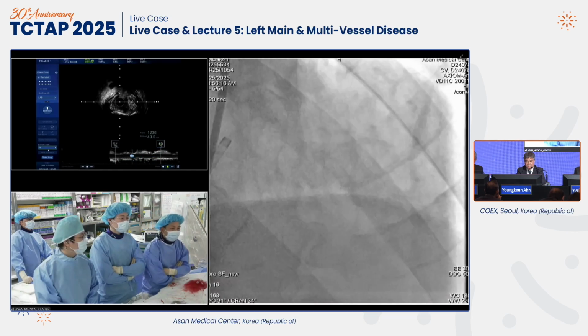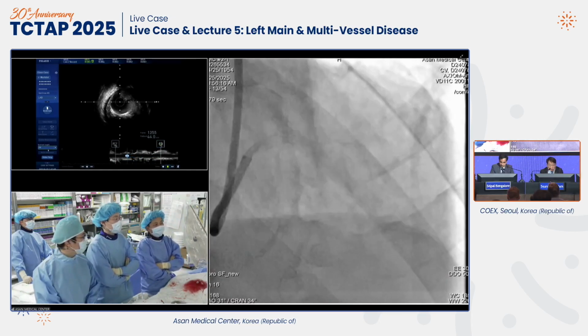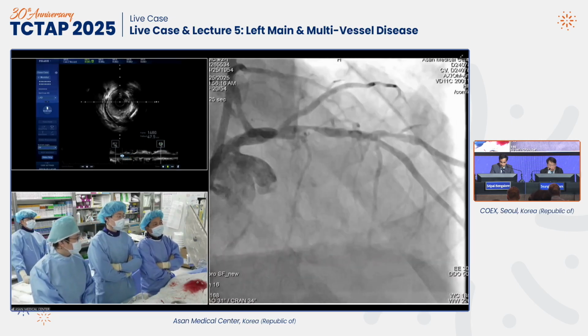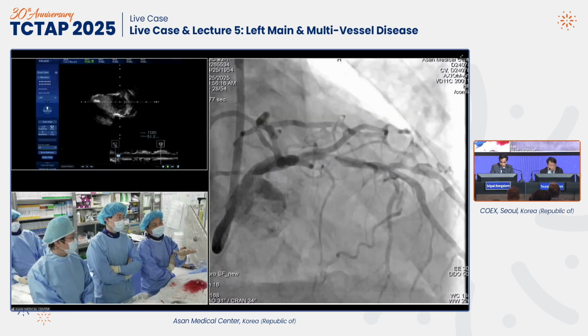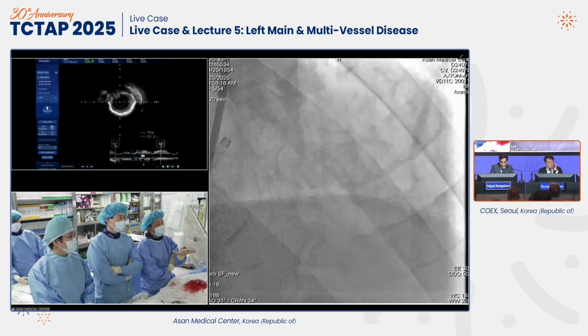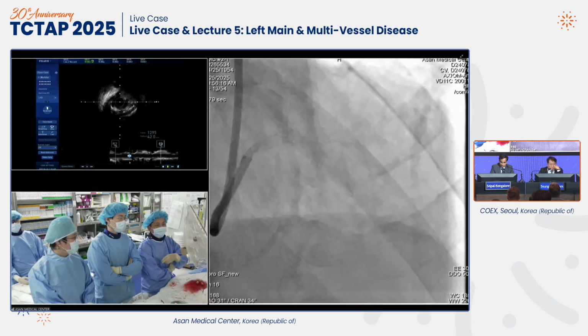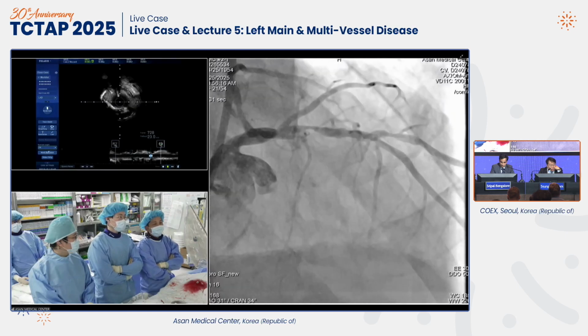Yes, it's a very great opinion. There are two problems: the LAD is long, diffuse, and calcified, and second, there are many branches there. When we measured the LAD lesion length, it was 38.5 from the mid LAD to the left main. So I think I can cover the whole region with a 38 millimeter stent.